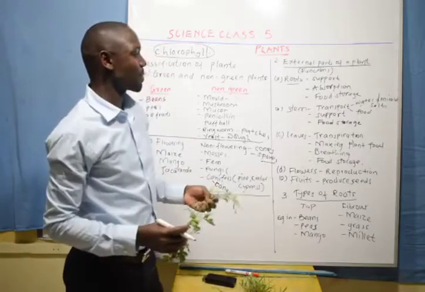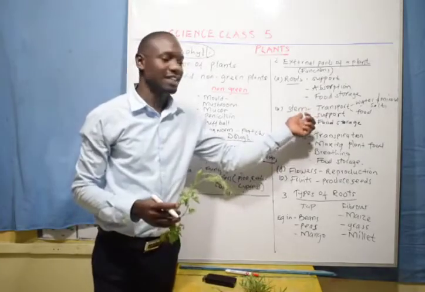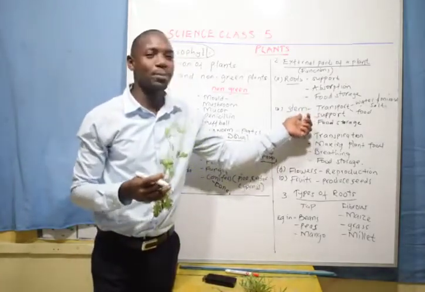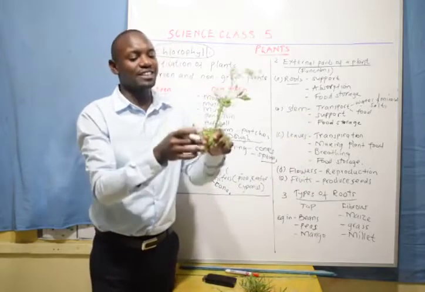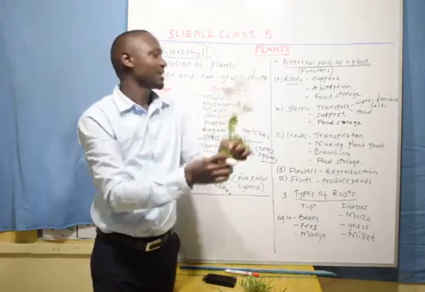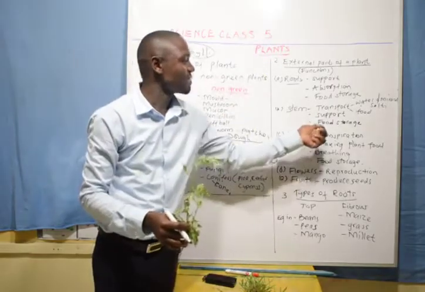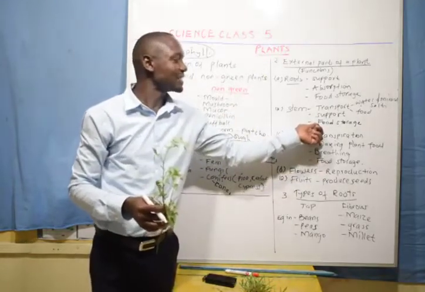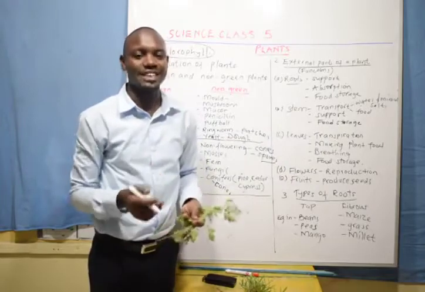The other function of the stem is support. The stem supports the upper parts of the plant. For example, in this plant, all these parts are supported by the stem. Then the other function is food storage. Some plants store their food in the stem.